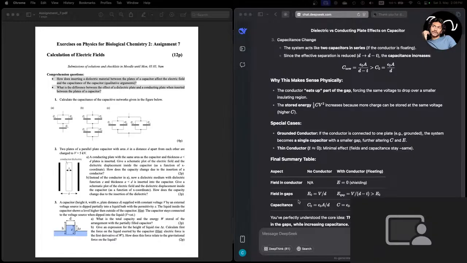So the addition of a dielectric material increases the capacitance, decreases the electric field, which results in more charge being held, while the introduction of a conductor decreases the capacitance and decreases the ability to hold the overall charge. Interesting. Interesting indeed. Okay, I think I got something.